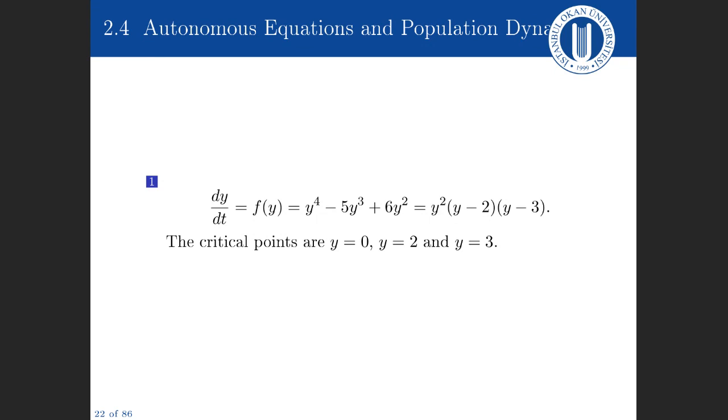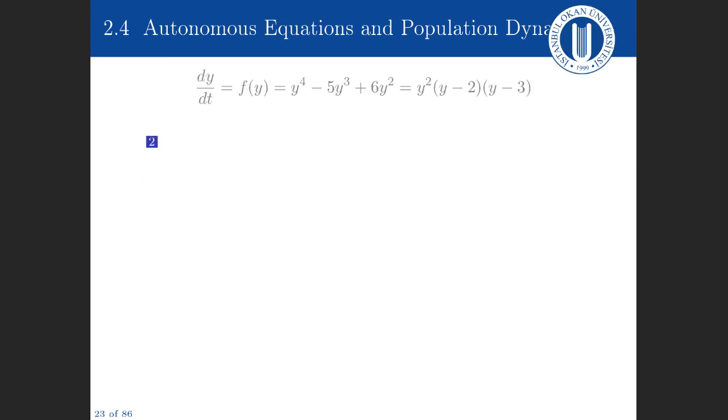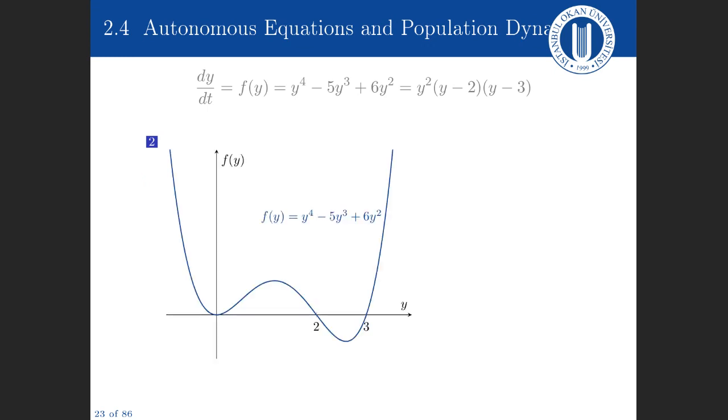Step 2, sketch the graph of f(y) against y. Here it is. We don't need an exact curve, we just need to know where it is positive and where it is negative. And then it's going to be useful for the next step to draw our green arrows on this graph.